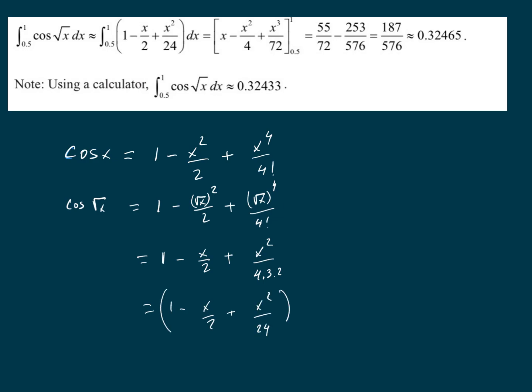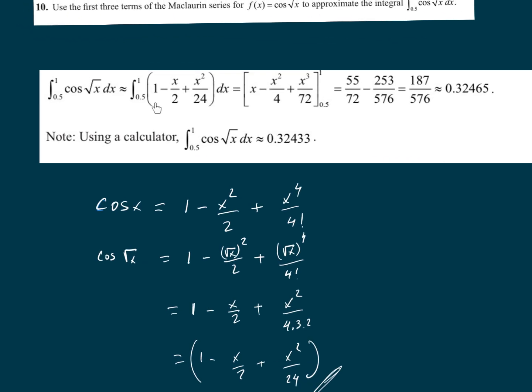Because maybe I don't know the antiderivative of cosine of a square root of x, I will use this Maclaurin series to integrate. It will be very easy integration because now it's a polynomial. So we integrate 1 minus x divided by 2 plus x squared divided by 24. The integral of 1 is x. The integral of x divided by 2 is x squared divided by 2, multiplied by 1/2 is x squared divided by 4. And the integral of x squared divided by 24 is x cubed divided by 72.